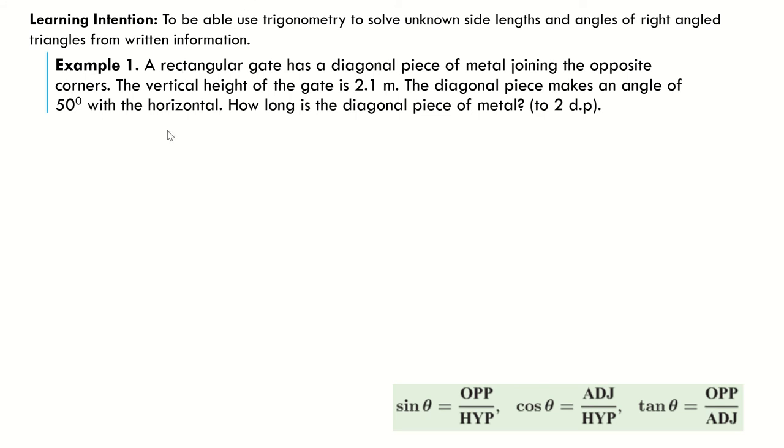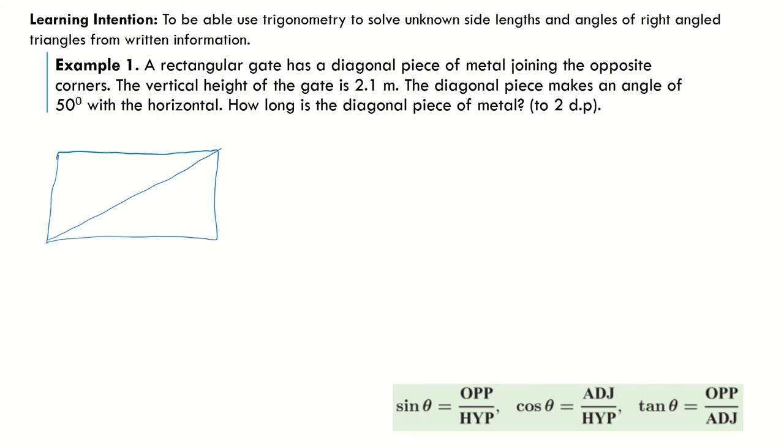In this first example we have a rectangular gate that has a diagonal piece of metal joining the opposite corners. So let's just draw it. So we have a rectangular gate. It has a diagonal piece of metal joining the opposite corners, so there's some sort of cross beam.